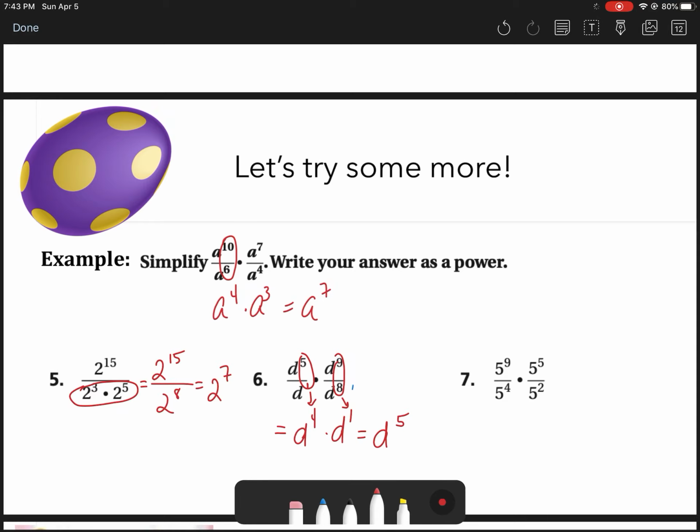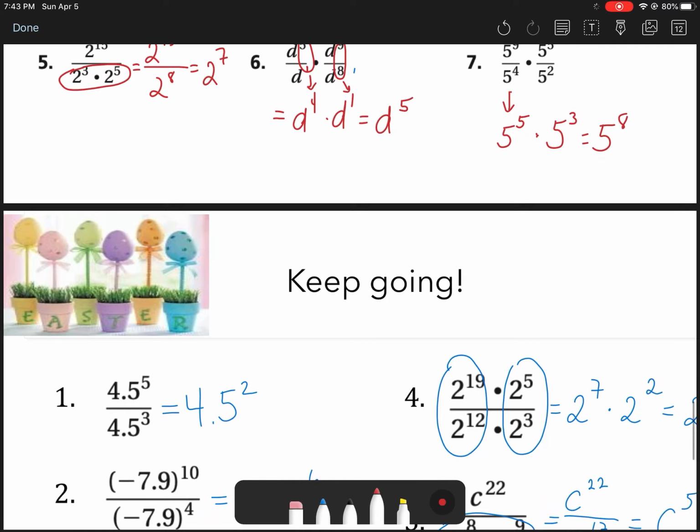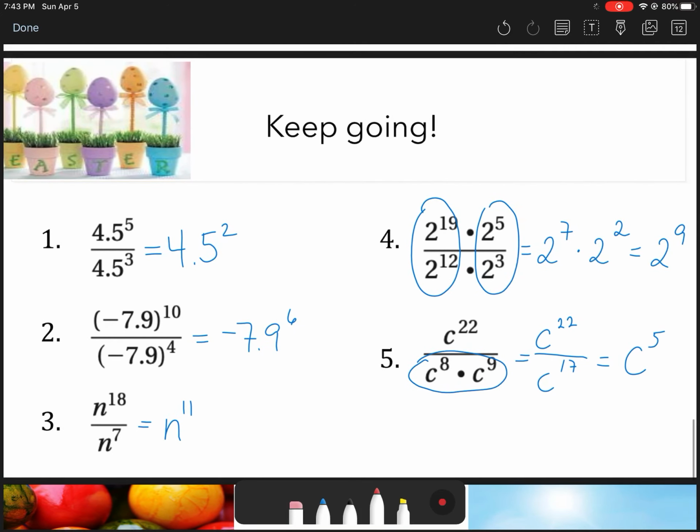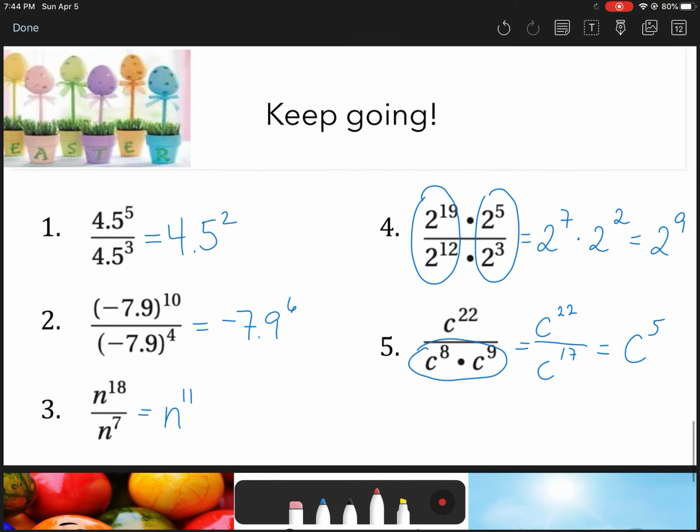And for number 7, here we're going to get 5 to the 5th times 5 to the 3rd, which gives us 5 to the 8th power. Okay, I have these worked out for you. It's the same thing that we've been going through. You're subtracting the exponents when you're dividing, adding them when you're multiplying.